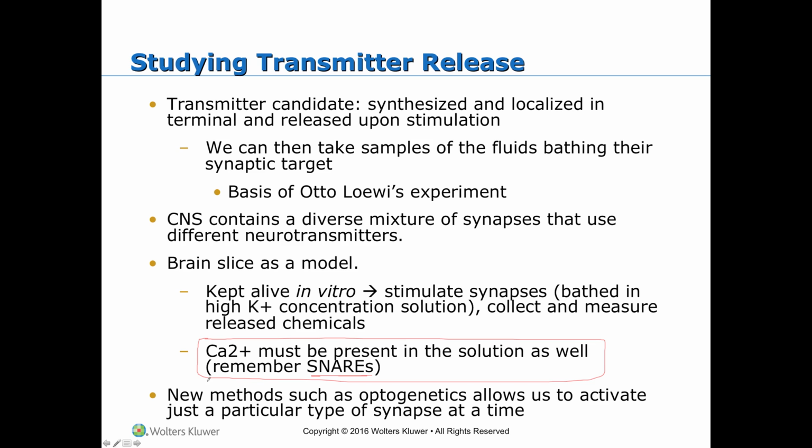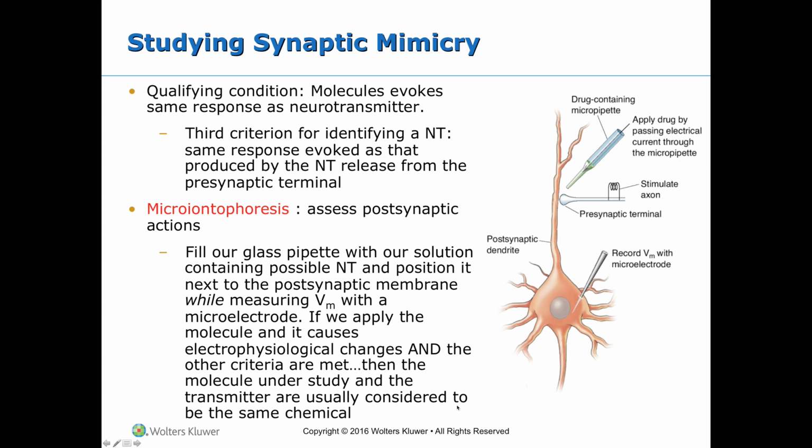And we're getting sophisticated in science, and new methods like optogenetics allow us to activate just a particular type of synapse at a time, where we can actually say, okay, neurons that have channelrhodopsin or halorhodopsin in the presence of blue or yellow light respectively will only be the ones that are going to be activated.